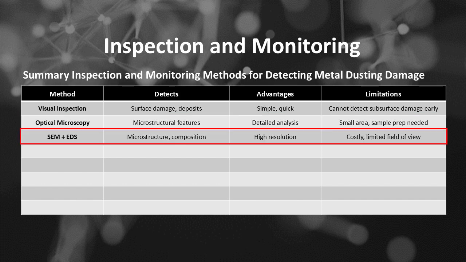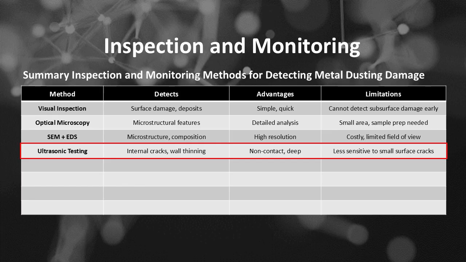If the method is scanning electron microscopy or SEM and energy dispersive X-ray spectroscopy or EDS, it is used to detect microstructure and composition. The advantage is high resolution, and the limitations are that it is costly with a limited field of view. If the method is ultrasonic testing, it is used to detect internal cracks and wall thinning. The advantage is non-contact and deep penetration, and the limitation is that it is less sensitive to small surface cracks.